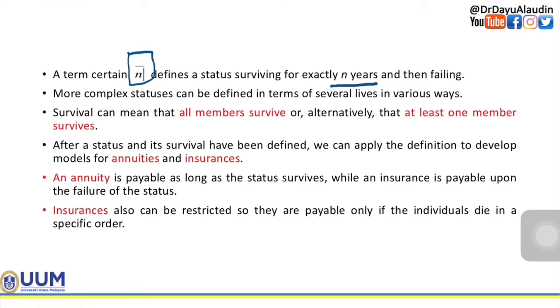More complex statuses can be defined in terms of several lives in various ways. Survival can mean that all members survive, or alternatively that at least one member survives. So there are two kinds of survival, whether all members survive or at least one member survives.